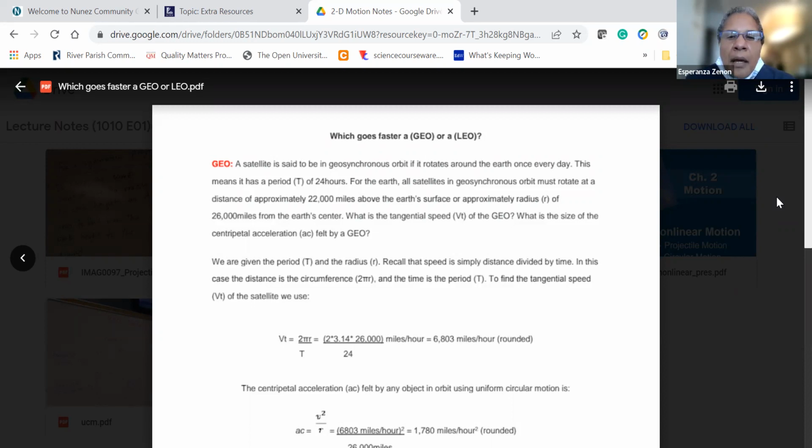And so we're going to figure out how fast it's going, the speed, and then we're going to figure out how big is this acceleration that it's feeling, right? Because remember, because it's going in a circle, it automatically is getting accelerated toward the center of that circle. So now let's use that period and radius in our speed formula. Well, that means you have to go back and remember, what is speed? Well, it's distance divided by time, right? And so the distance in this case is the circumference. One trip around is the circumference, 2 pi r.